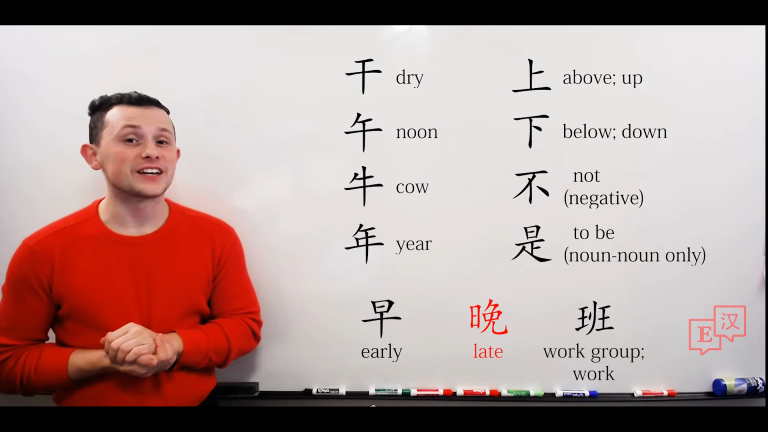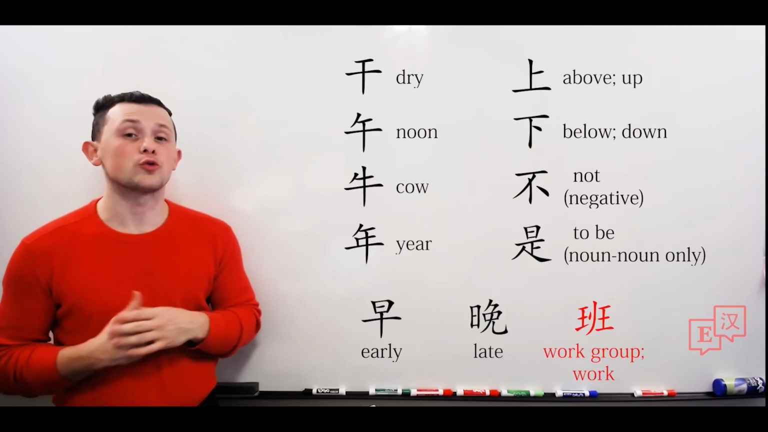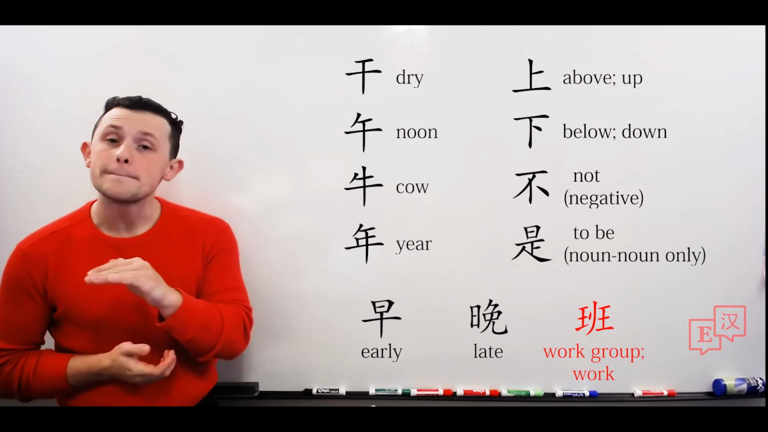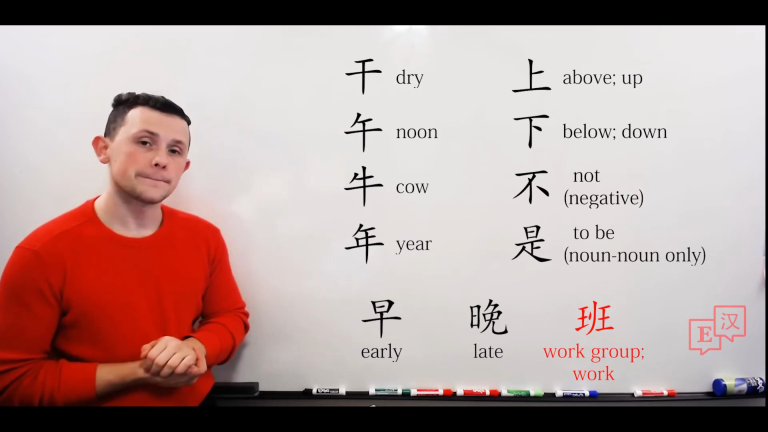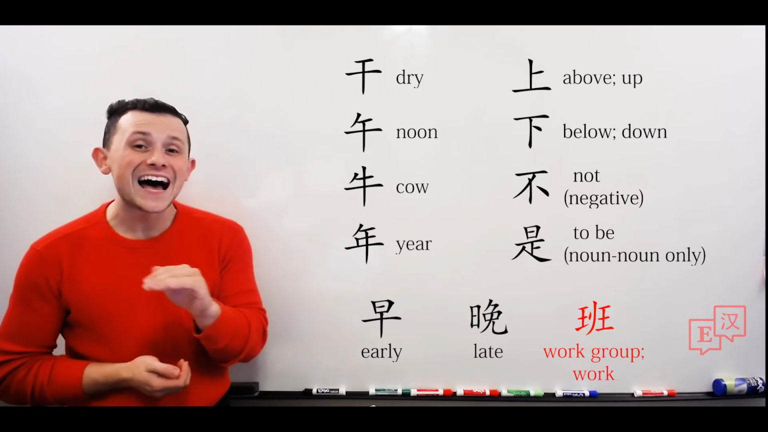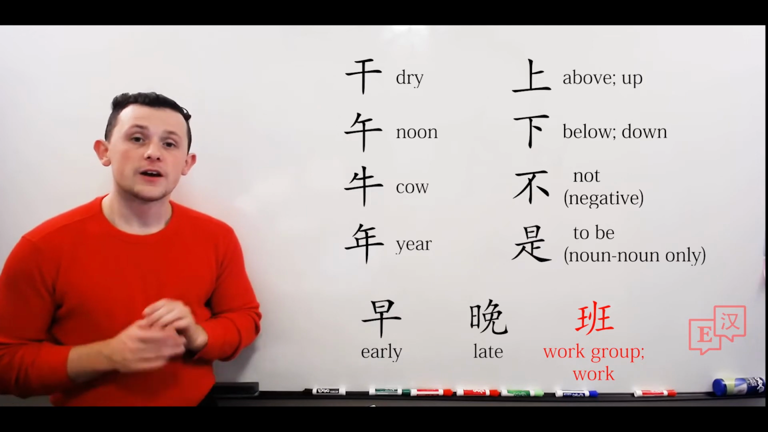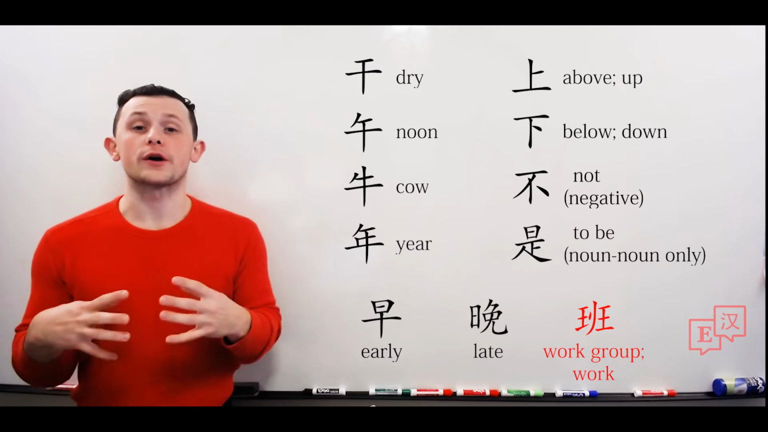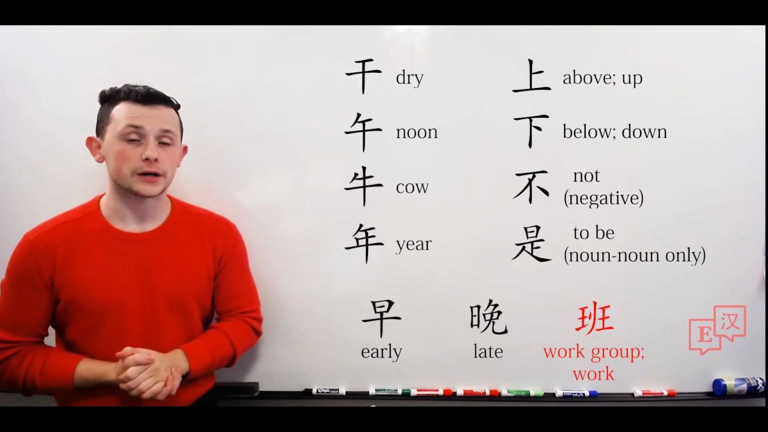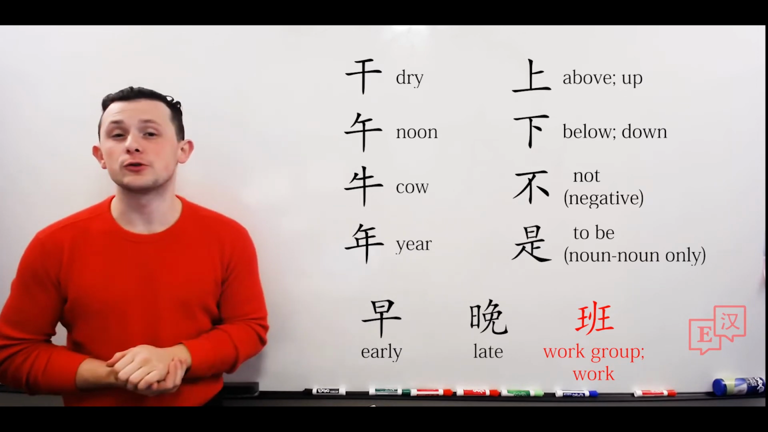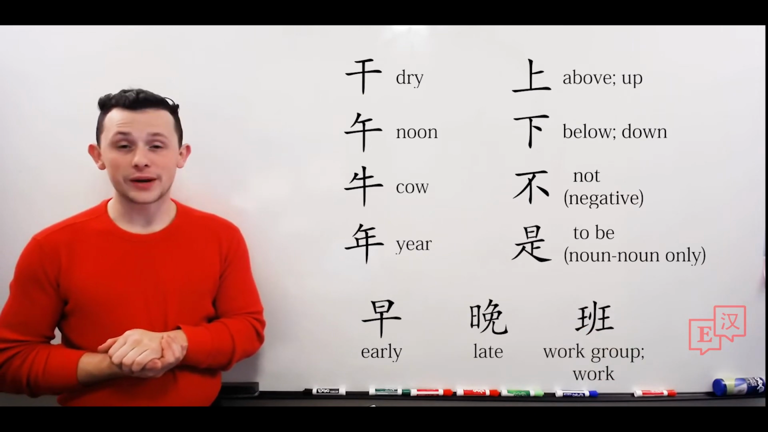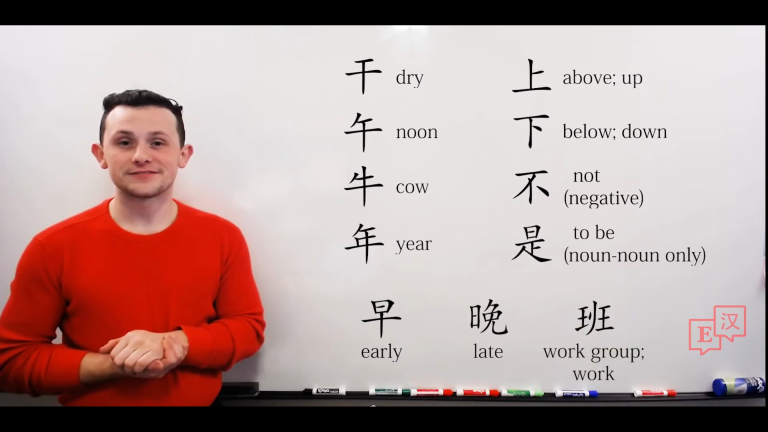Now our last character today means a working group, or a group of individuals. It's pronounced 班. For the context of this class, we are going to learn this character to mean work, like the actual concept of work. And that'll clear up a lot of confusion in our words section. And that is all we have for our characters.